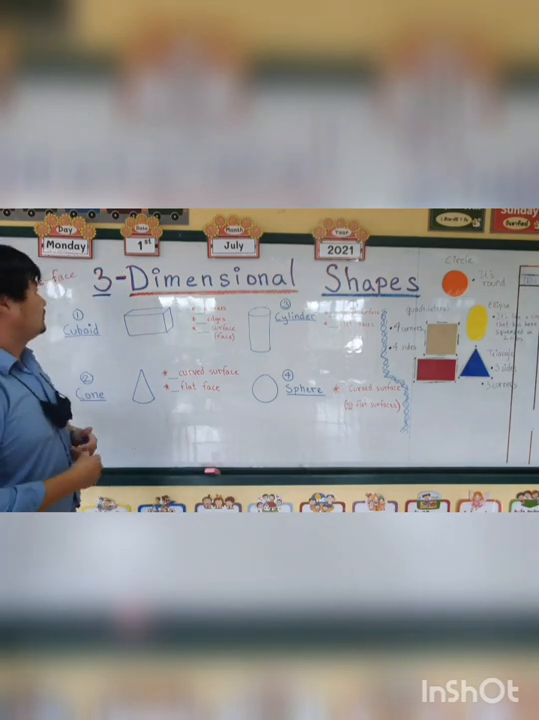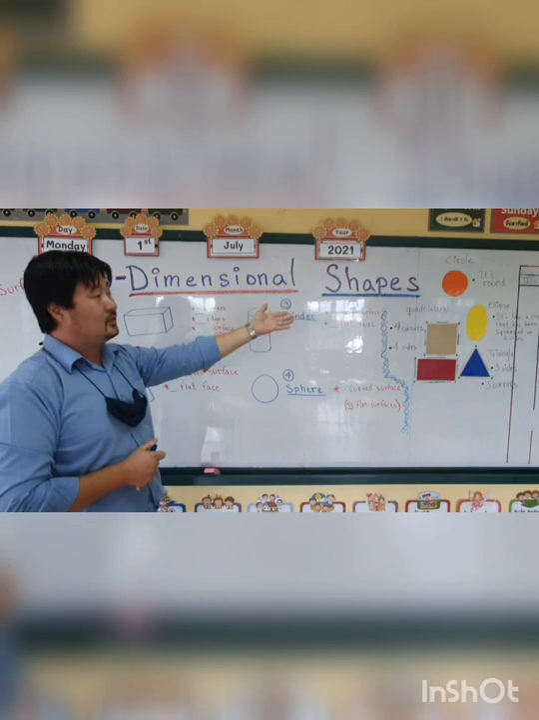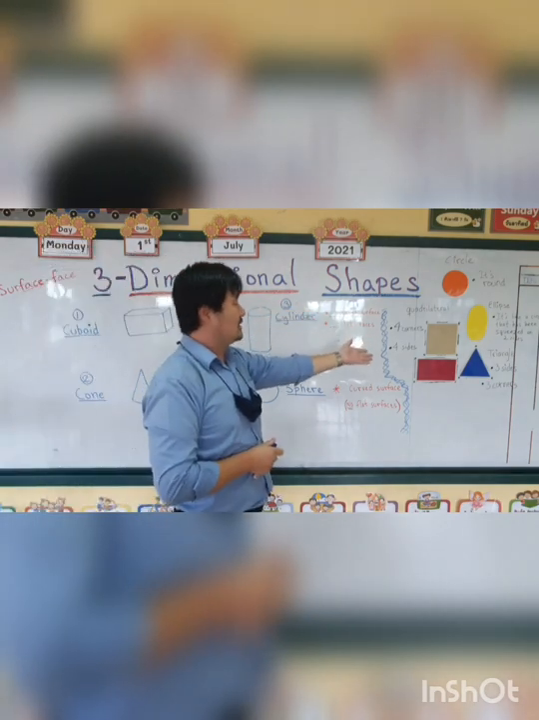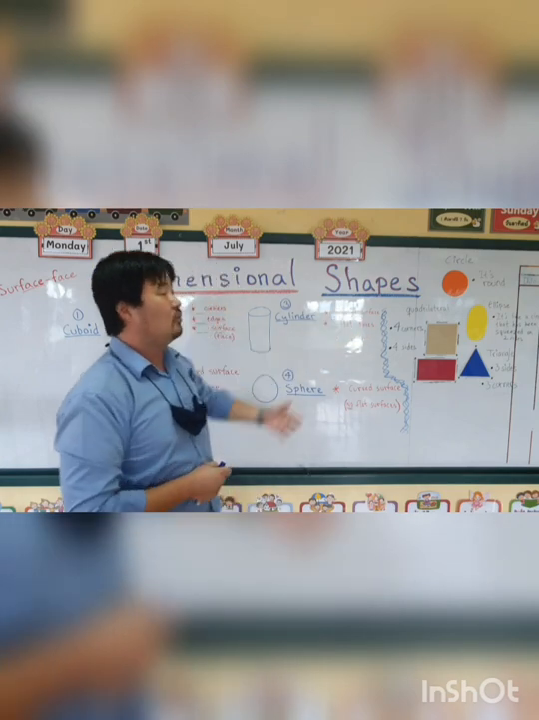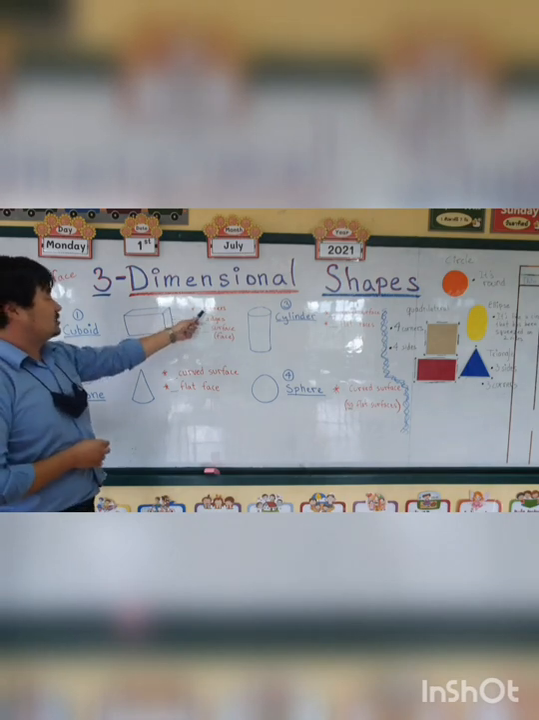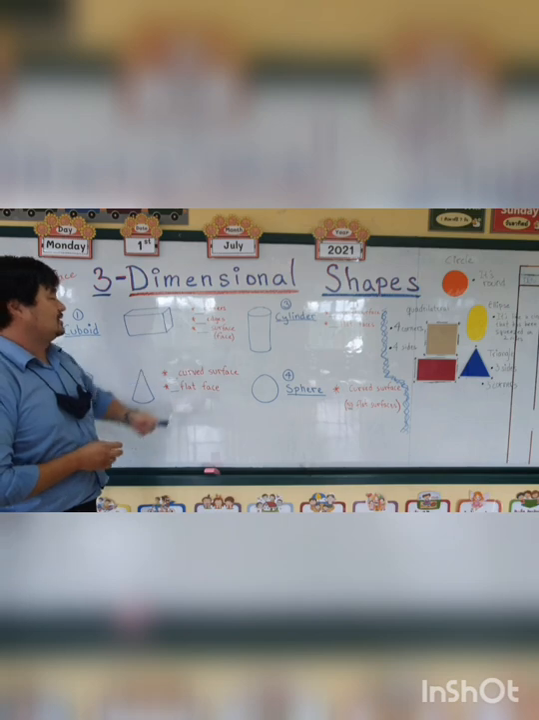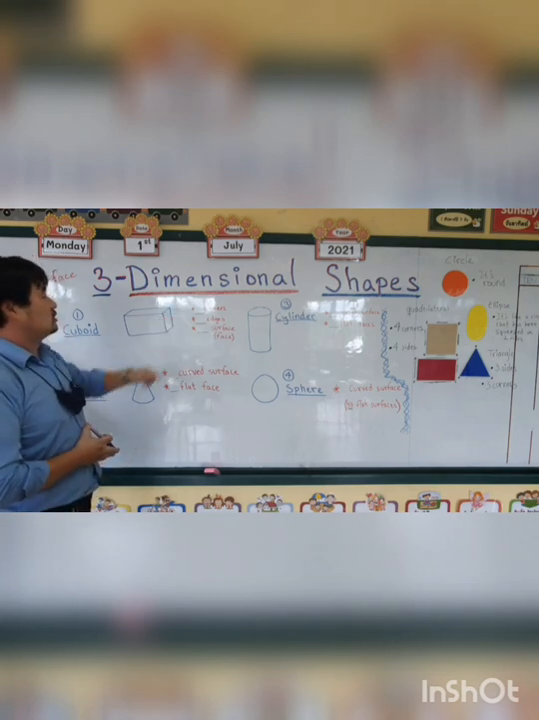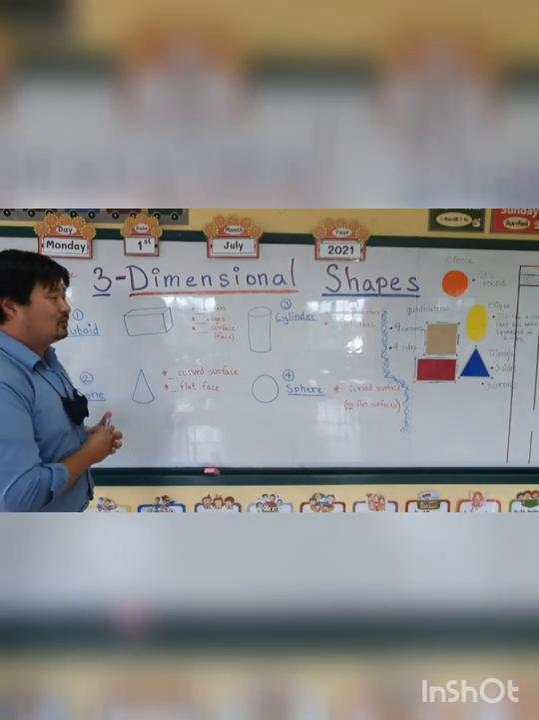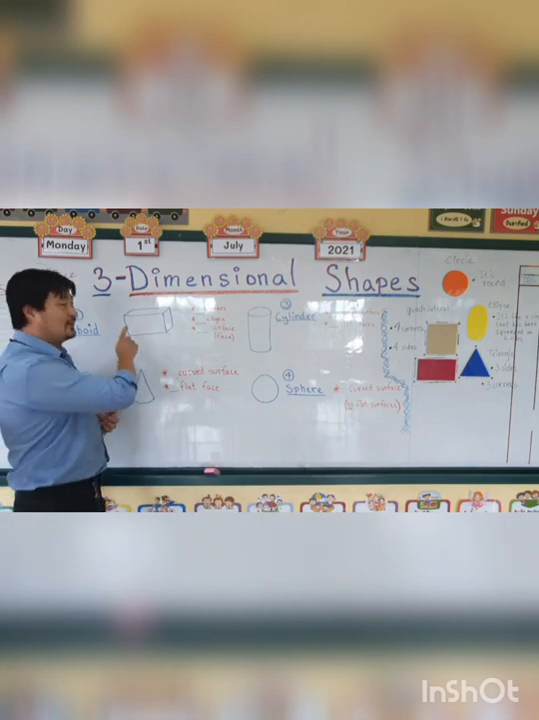Okay, so same as the criteria for the 2D shapes, they have corners, sides, or no corners or no sides. So here, the cuboid has corners, edges, and surfaces or faces. So, how many corners? Look at it and see if you can count the corners. Let's count them together.